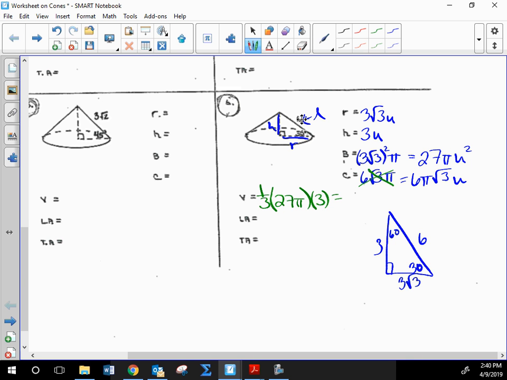All right, what would 1/3 times 27 pi times 3 be? Good, 27 pi. And this would be units cubed here. All right, then my lateral area is 1/2 times our circumference times our slant height, which they gave us, was that 6?